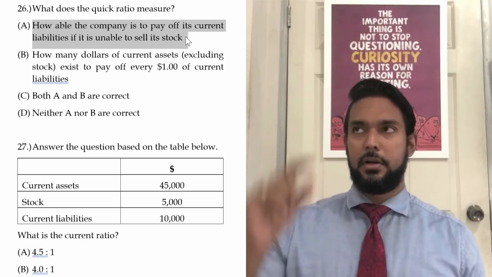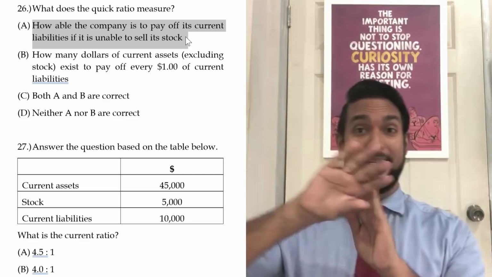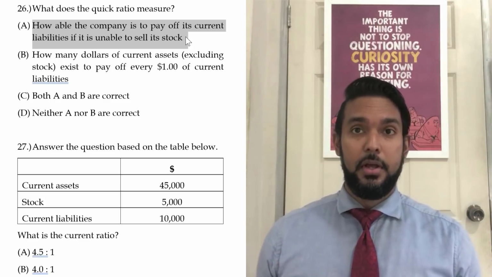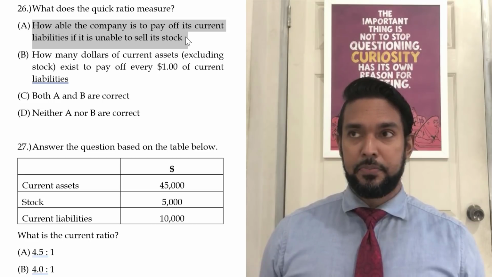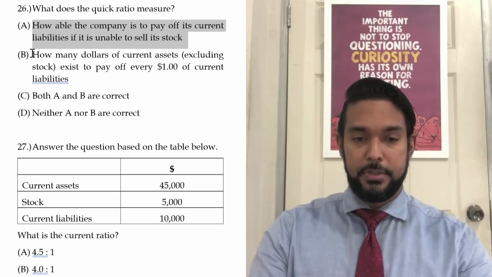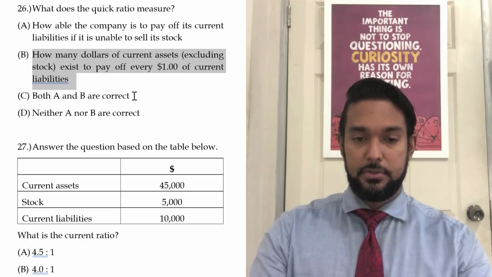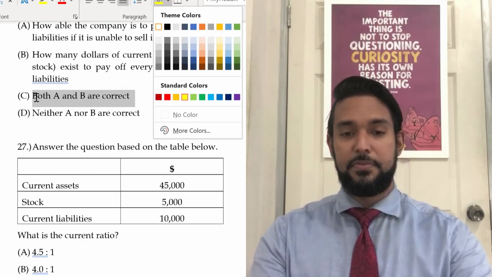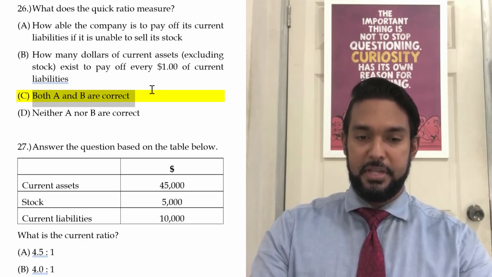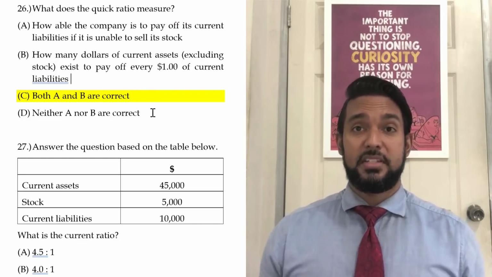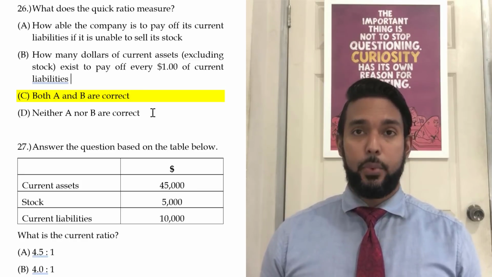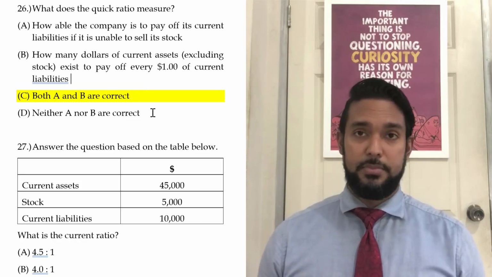Think about the formula. Current assets minus stock, so you are eliminating stock from consideration, divided by current liabilities. So it also means how many dollars of current assets, excluding stock, exist to pay off every $1 of current liabilities. So both A and B are correct. They are just different phrasings that hold the same meaning. Now, why do we exclude stock? Because it is the least liquid current asset. It's never bound to be sold.